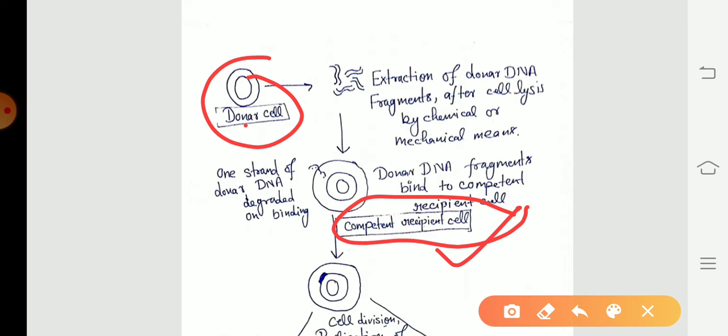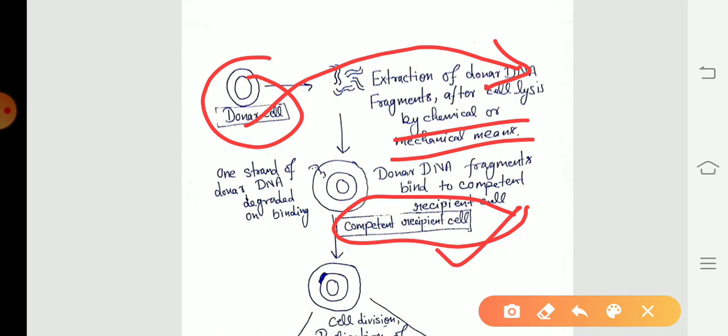From this donor cell, DNA fragments are extracted. Extraction of the donor DNA fragments occurs after cell lysis by chemical or mechanical means. The DNA from the donor bacteria binds to the competent recipient cell, and DNA enters into the cell through an uncharacterized mechanism.